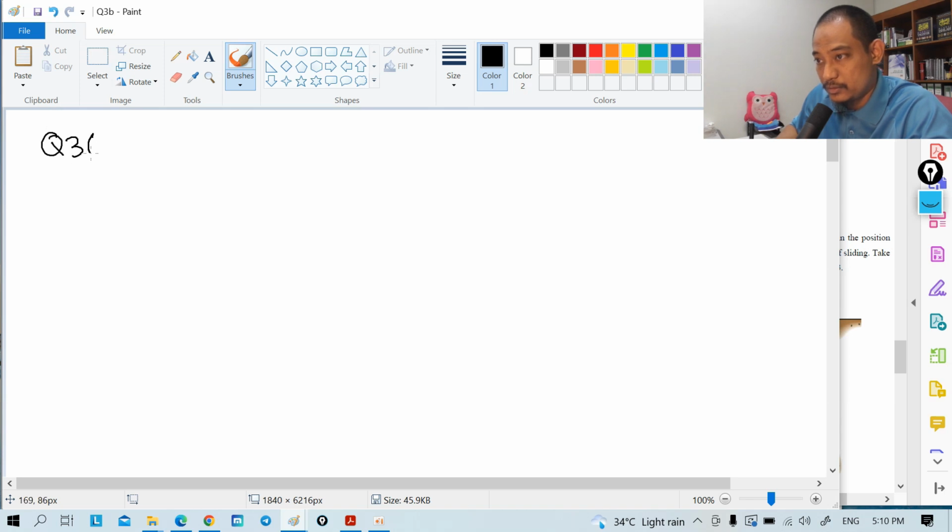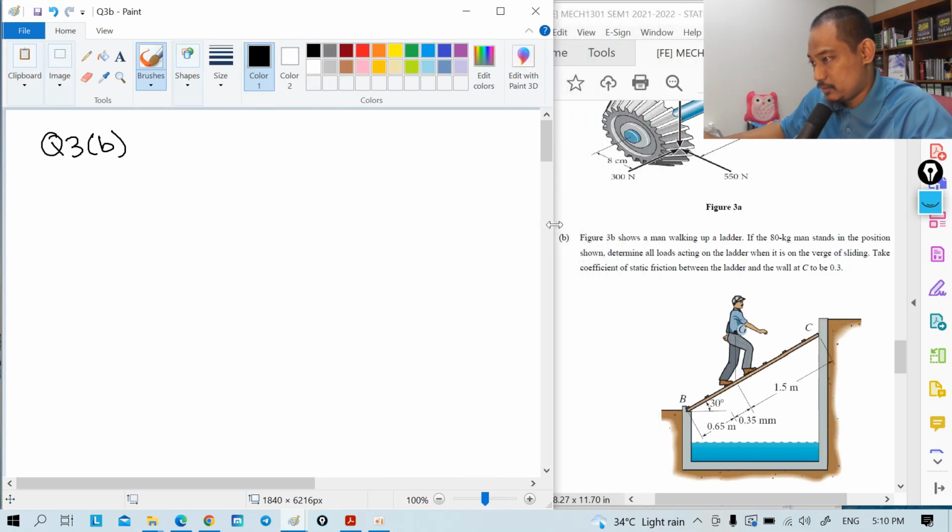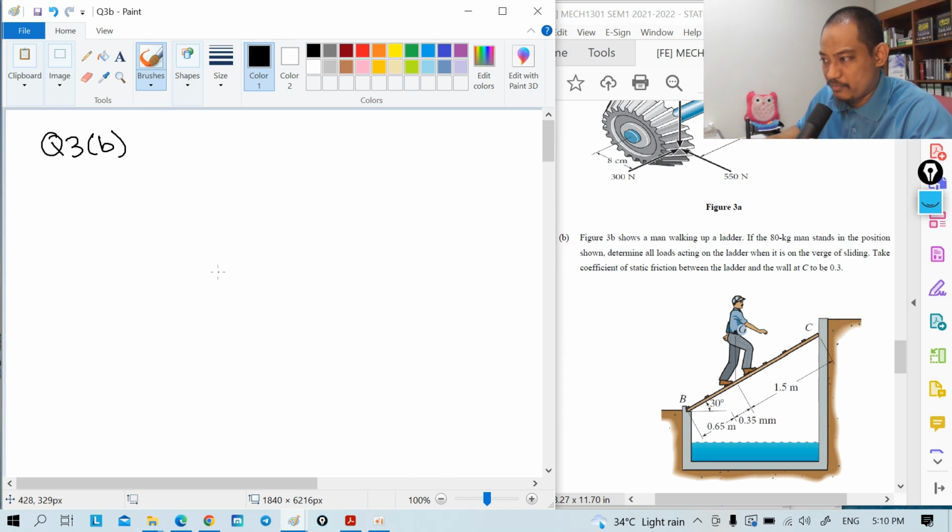Question 3b. Okay, let's take a look at it. In this kind of question, we have to have a free body diagram, right? So we have the ladder. What's the angle? Oh, the angle is 30, so it's not that steep.